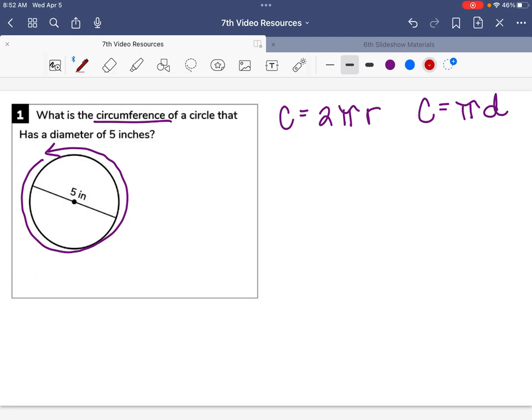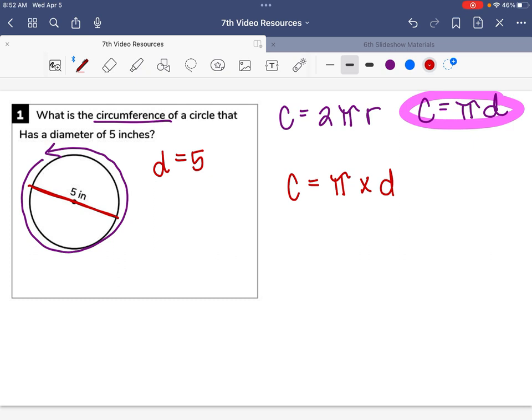And so I look at my picture, and I see that they gave me the entire distance across the circle through the center. So I know that the diameter is 5. So I'm going to use the second circumference formula and say circumference is equal to pi times diameter. And I know that my diameter is 5. The value that we use for pi is 3.14. So 3.14 times 5 will give me my circumference.